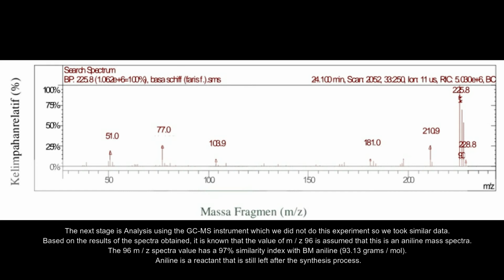The next stage is analysis using the GCMS instrument, which we did not do in this experiment, so we took similar data. Based on the spectra obtained, the m/z value of 96 is assumed to be an aniline mass spectrum. The m/z 96 spectrum has a 97% similarity index with the molecular mass of aniline, 93.13 grams per mole. Aniline is a reactant that is still left after the synthesis process.